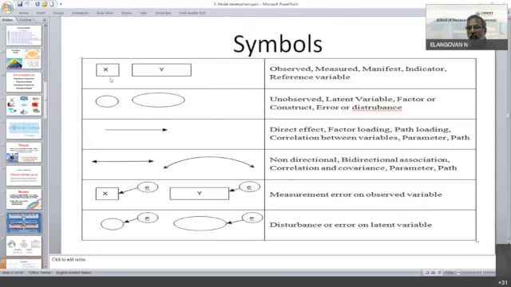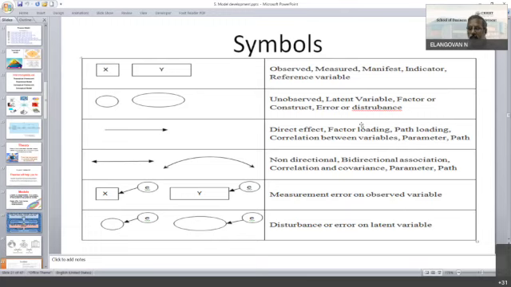If you directly measure it, then you are representing it as a square. So I am only talking about the representation, not the arrangement. Whether it is an independent variable or a dependent variable, whether it is a control variable, a mediator variable or a moderator variable, is understood only based on the position of the variable in the model, which I explained in the previous class itself.